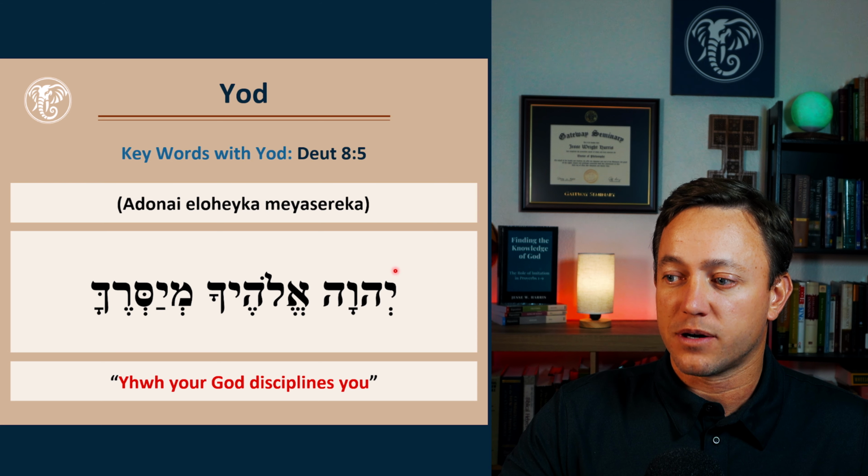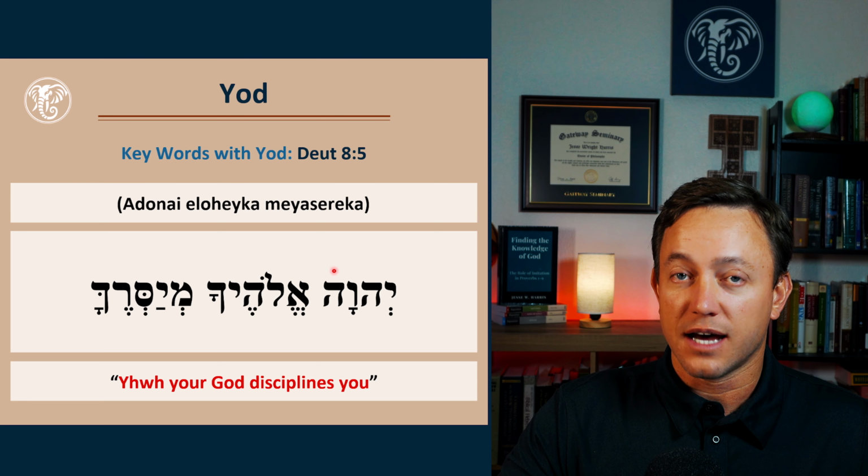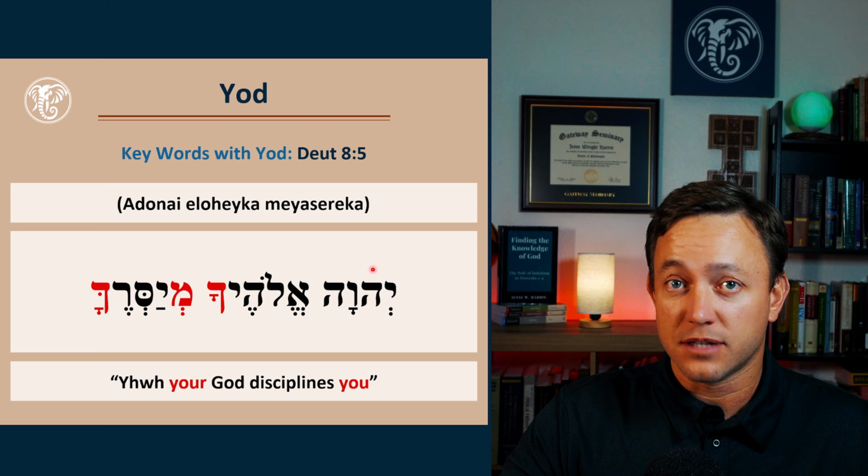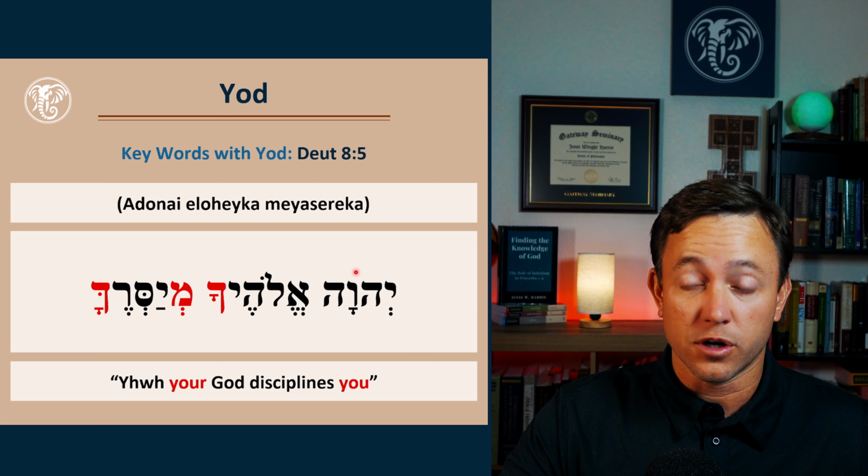Then we have the next part here, Adonai Eloheka me yasereka. Adonai Eloheka me yasereka. All right, let's break this down just a bit more. Well, of course, this is the name of the Lord here, Yahweh, but we normally just pronounce it as Adonai out of respect, which means Lord.